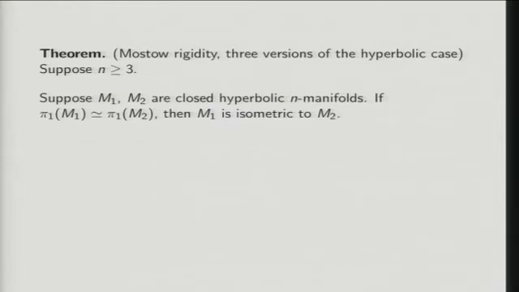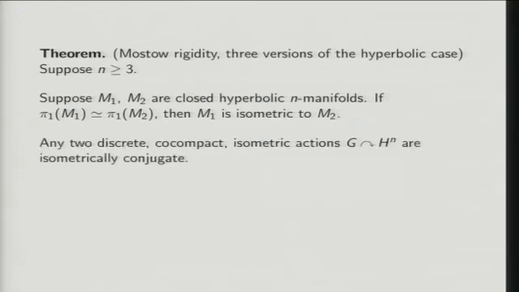So this leads to the next version of the theorem. Instead, you think about the universal covers of these manifolds as copies of hyperbolic space. The fundamental groups will be acting there by deck transformations. These deck transformations are by isometries. And so now, if the fundamental groups are the same, you have the same group, let's call it G, acting by isometries on hyperbolic space in two different ways, by one deck group action and by another deck group action. So this leads to this version. If you have two discrete co-compact isometric actions of some group G on hyperbolic space, well, then they're isometrically conjugate.